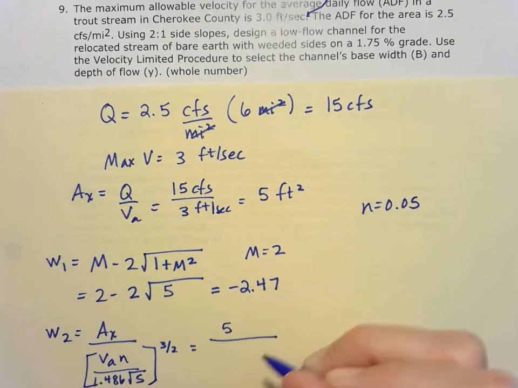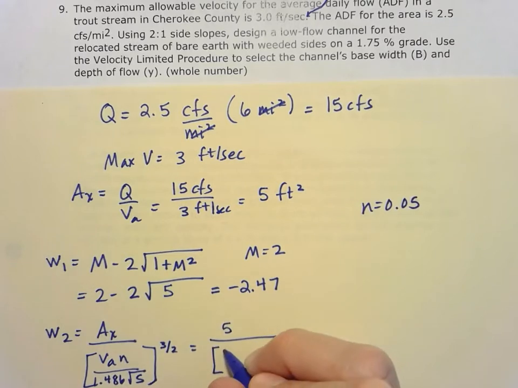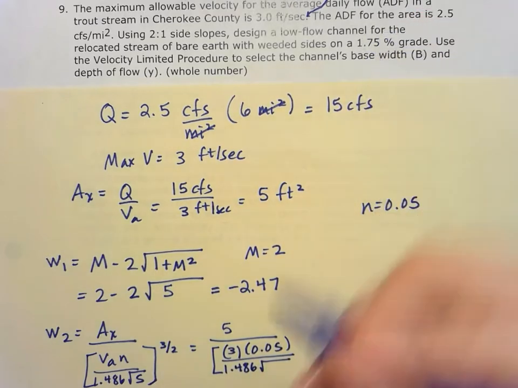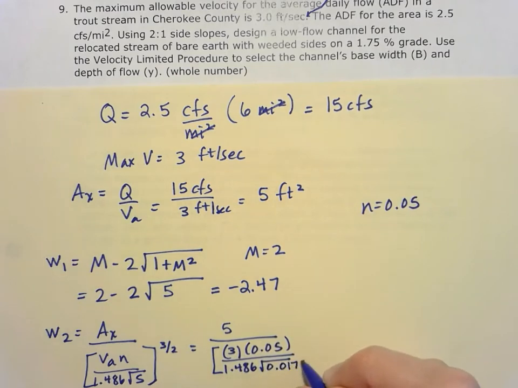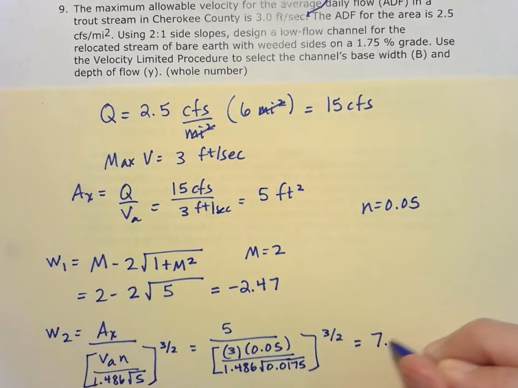5 at the top here. We don't have to put units in because we're going to use a conversion factor there. 3 for my allowable velocity, 0.05 for my n, 1.486, and then the square root of that slope. It's a 1.75% grade, so we'll put that in decimal form, 0.0175. And we raise that whole denominator to the 3/2, and I do get 7.5 for that W2.